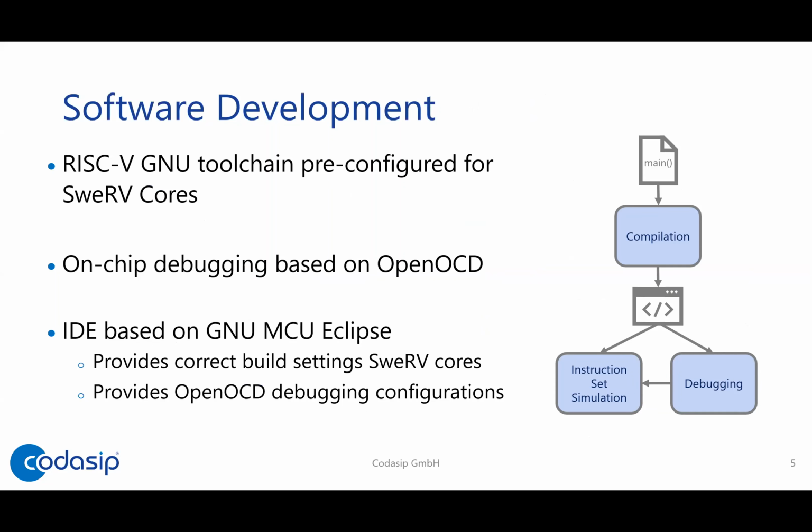The first area we'll discuss is the software environment, the portion of the SSP. The SSP enables users to develop their software application for the core by providing the RISC-V GNU toolchain configured to produce binary programs compatible with the configuration of the SweRV cores. It includes OpenOCD to enable on-chip debugging, and the SSP offers an Eclipse IDE graphical environment to develop the user's application. The user can select a SweRV core as a target, and the SSP will generate the correct build and OpenOCD debugging configurations. So with a simple click of a button, the user can load their program into an FPGA, run it, and debug it.